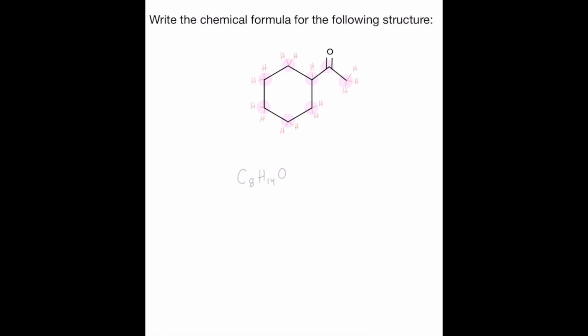Let's practice writing the chemical formula for the following structure. First, let's count the carbon atoms. We have 1, 2, 3, 4, 5, 6, 7, 8 carbon atoms, making the first part of the chemical formula C8. And now let's add in our hydrogen atoms. For the cyclic part of the structure, most of these carbons have 2 atoms bonded. So let's add those.